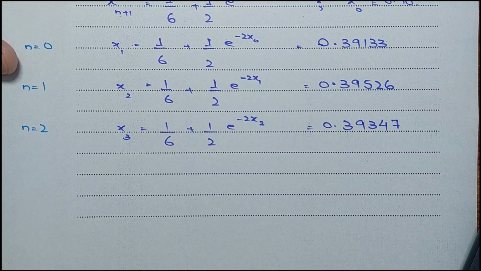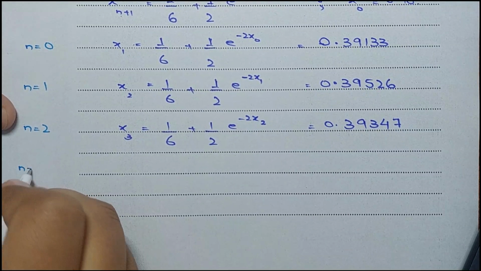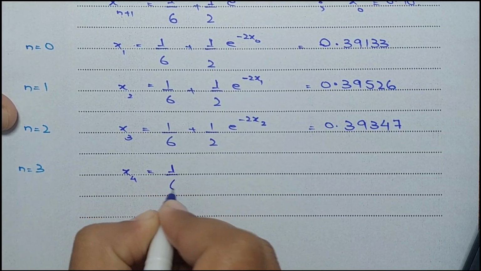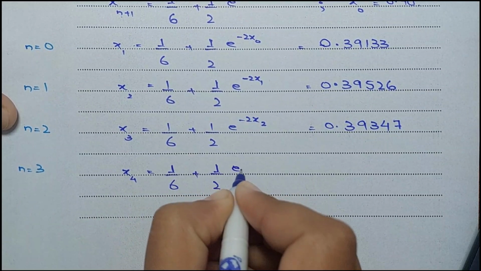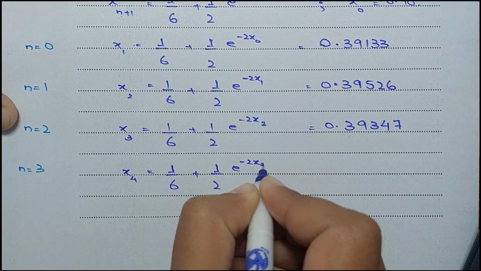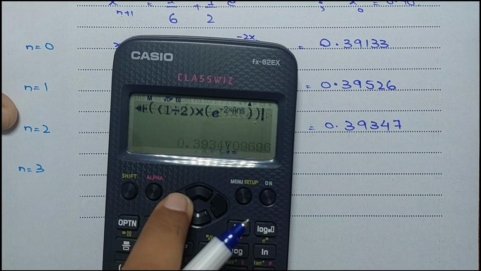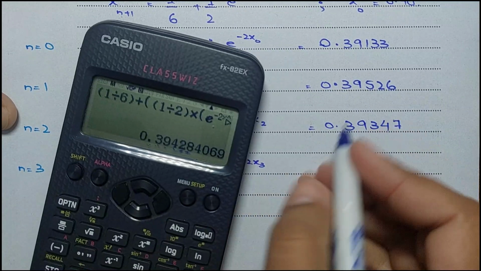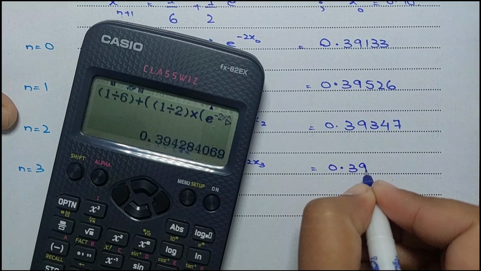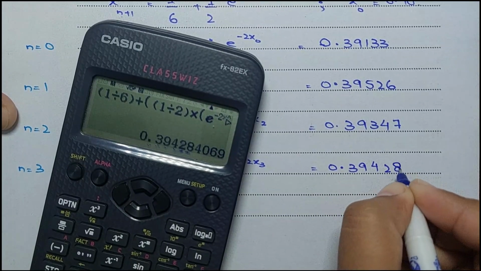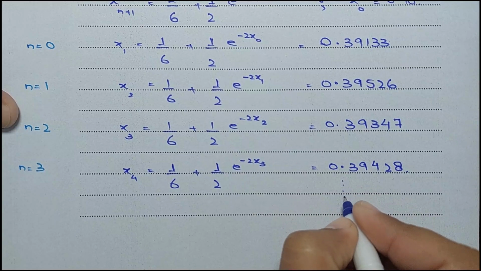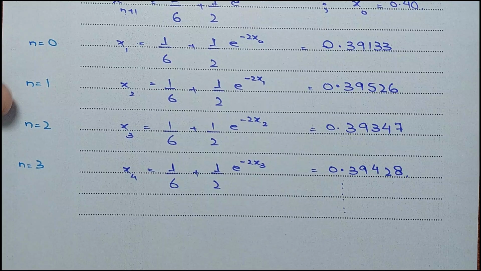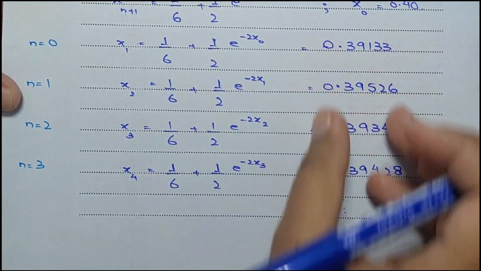Okay, next iteration, when n equals 3, we have x4 equals 1 over 6 plus 1 over 2 e to the power minus 2 x3. This is your x3, which is the answer. 0.39428. Okay, and so on. Yeah, we did four iterations. You can do one more or two more. This is your choice. Now, these iterations are up to five significant figures.